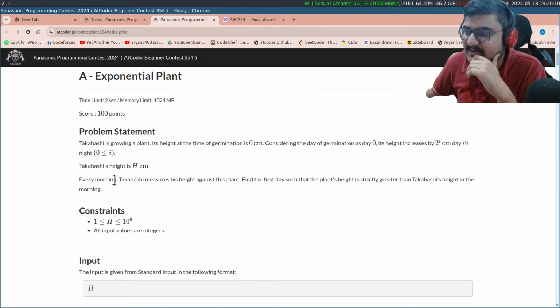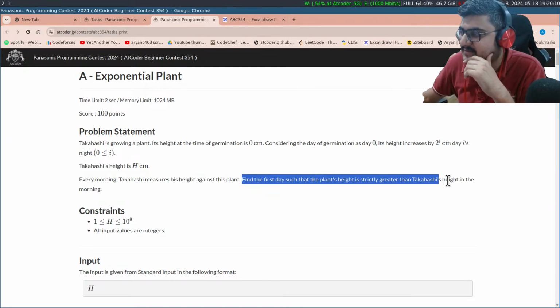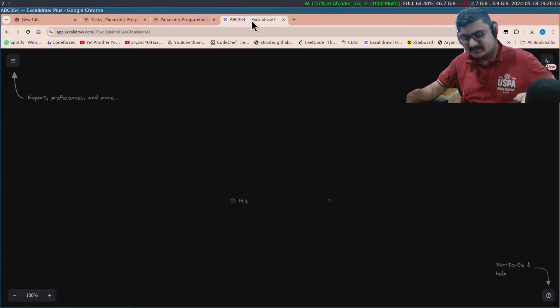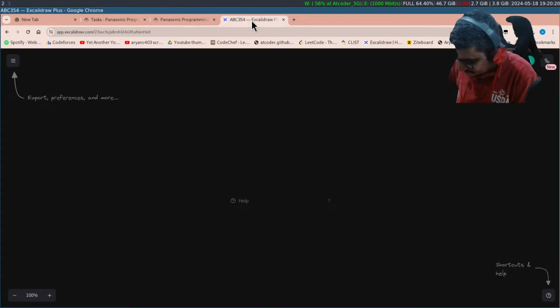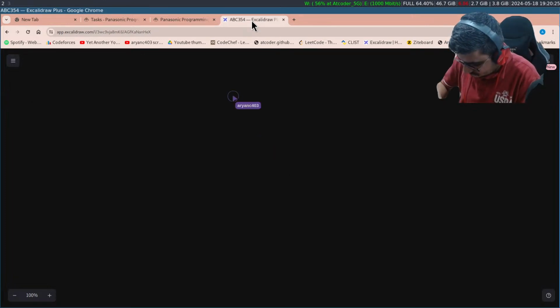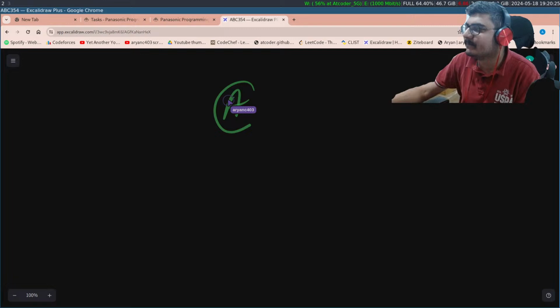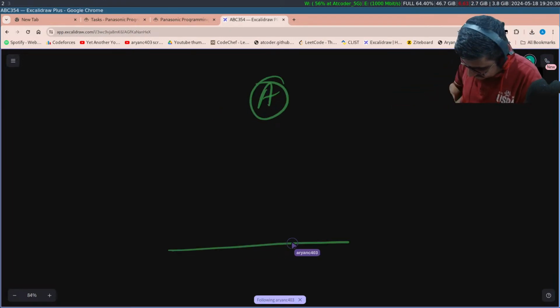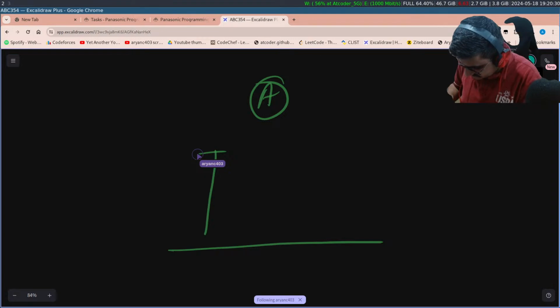Every morning, Takashi measures his height against this plant. Find the first day such that the plant's height is strictly greater than Takashi's height in the morning. So what the problem statement is asking us is, we have a plant which is initially at the ground, and we have some height of Takashi with us, which is given as h.